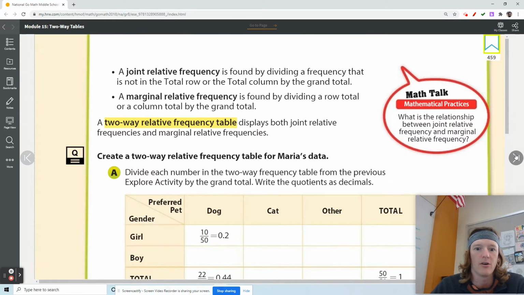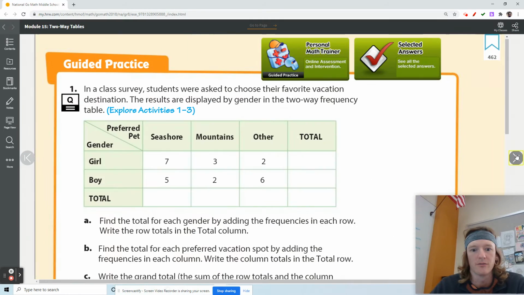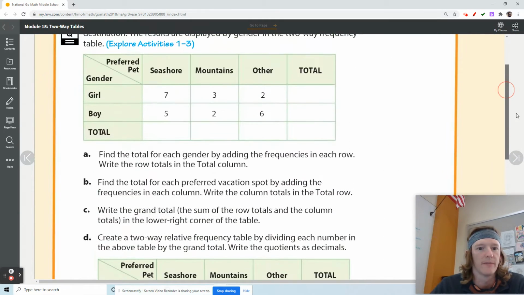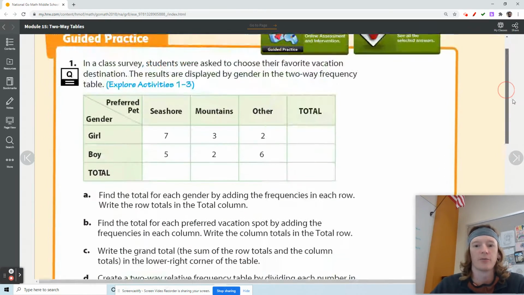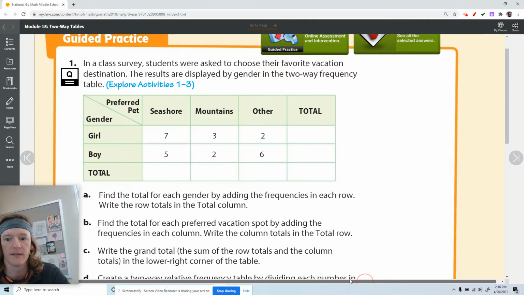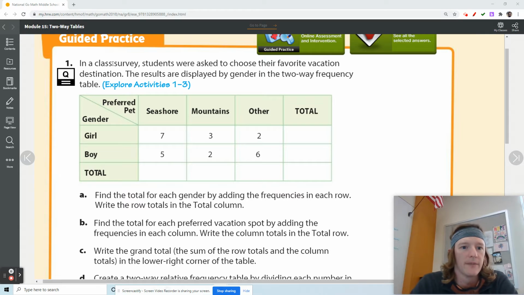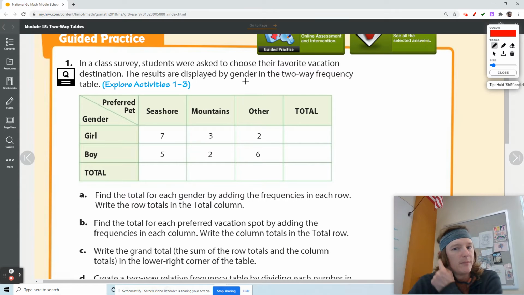In fact, we're going to go all the way to the guided practice page. We're going to do this page along with the page after it. So we're going to do page 462 and 463 for this video lesson. All right, where's the best place for this? How about over here? All right, in a class survey, students were asked to choose their favorite vacation destination. The results are displayed by gender in the two-way frequency table.